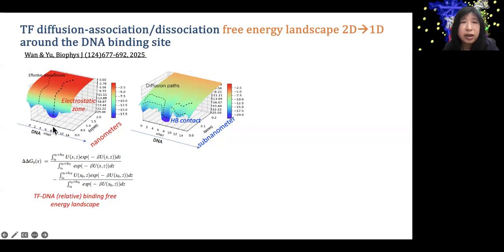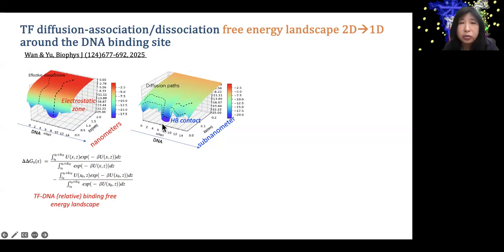But then along DNA, we have different spots. Then delta G measures the relative binding free energy profiling. So this defines the relative binding free energy profiling in 1D, and the binding involves several nanometers. So this is a nanometer electrostatic zone that detects this profiling.